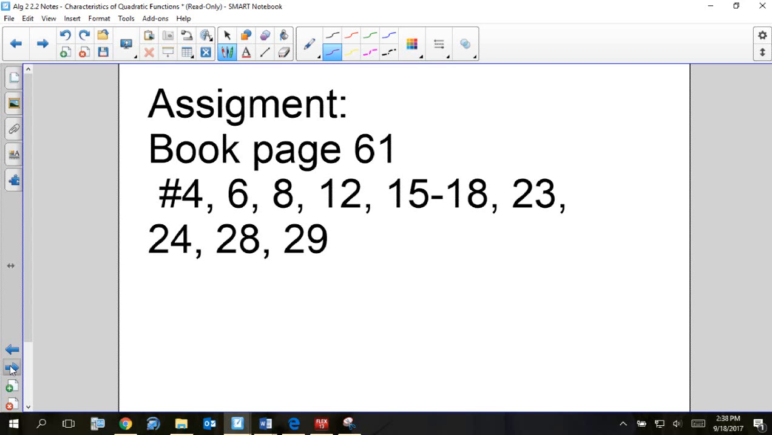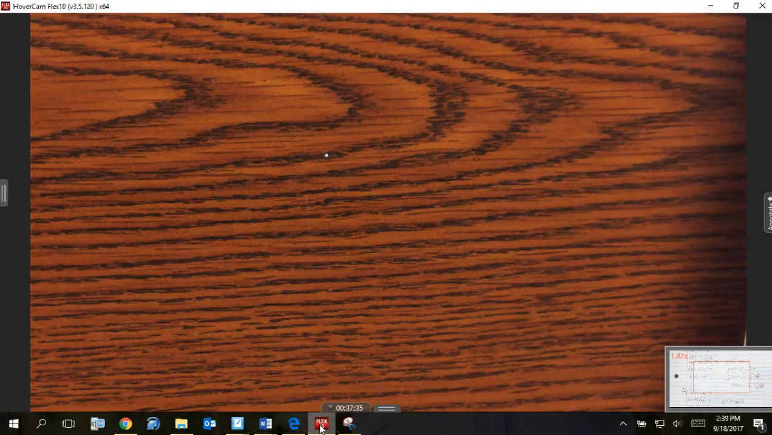The 15 to 18 is matching. So the first 4 graphs and the last 4 graphs. There's 4 of them vertex form and 4 of them standard form. What do you do if you got questions? How are you going to ask? You can come before school, let out, study hall 4th.